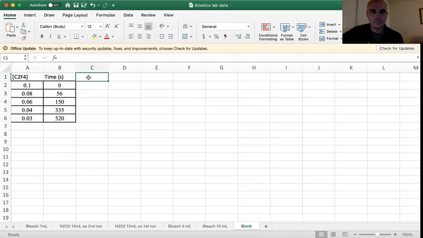So the analysis that I'm going to do, if I want to check for first order, then I'm going to need natural log of my concentration, C2F4, versus the time. If it's second order, it's going to be 1 over the concentration, C2F4. So I'm just going to go ahead and line up my columns and get them ready.